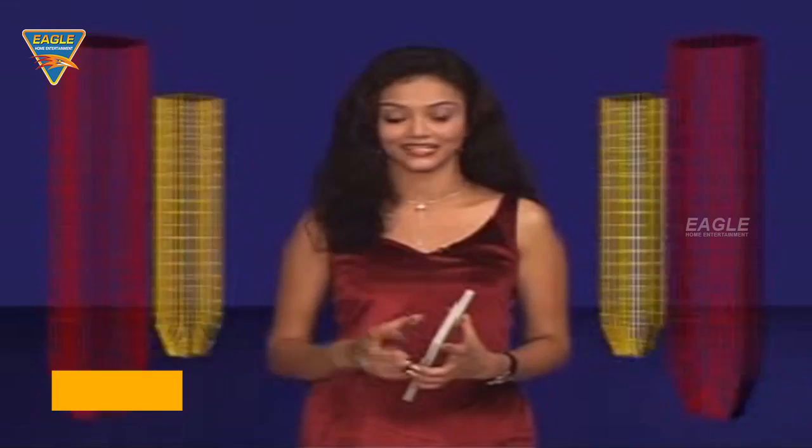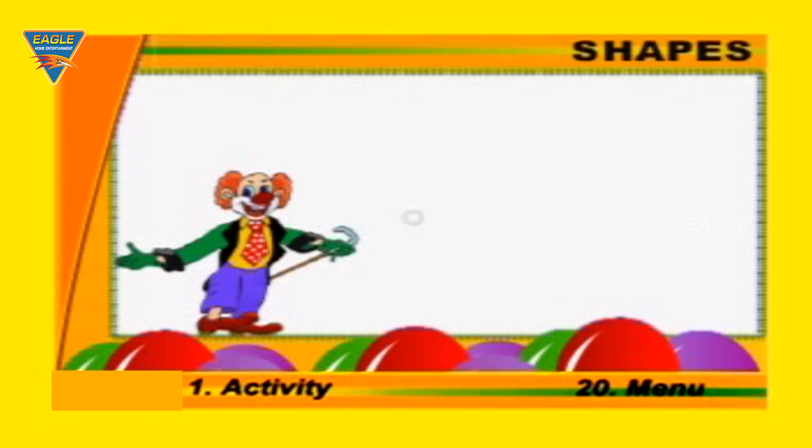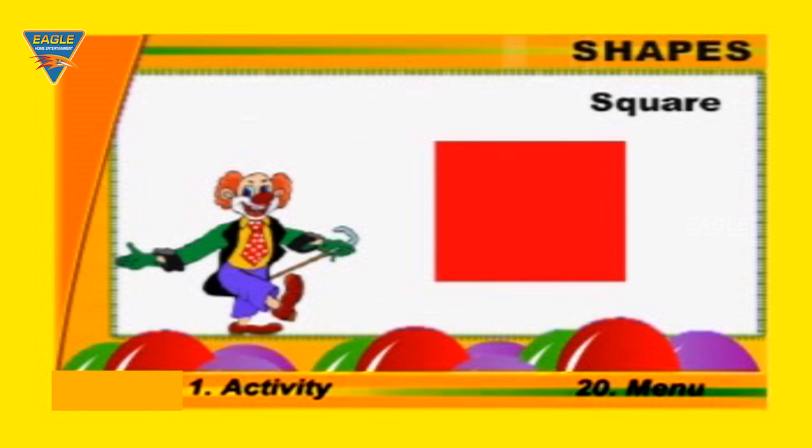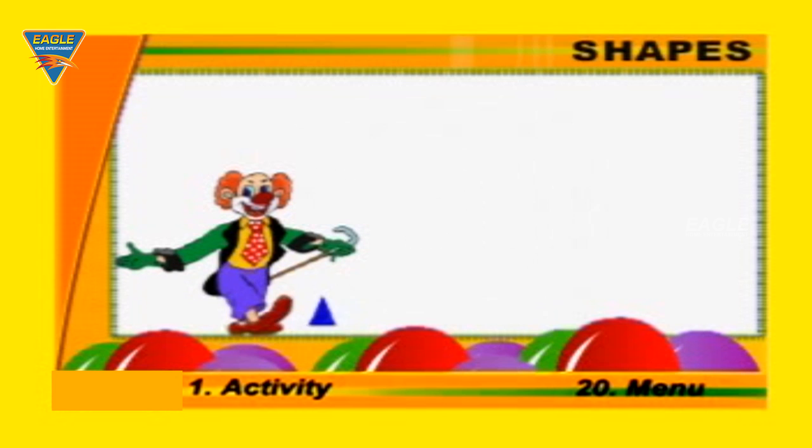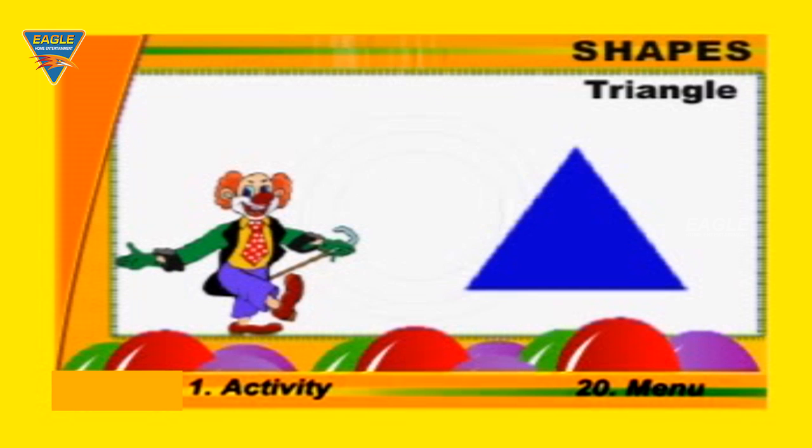Hello kids, now I'll tell you about shapes. I have this CD which is round and I have this CD case which is rectangular in shape. Now I'll tell you about four kinds of shapes. Shapes. Square. This is a square. Rectangle. This is a rectangle. Triangle. This is a triangle. Circle. This is a circle.